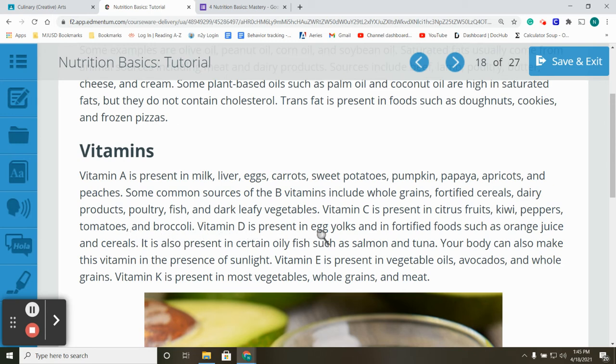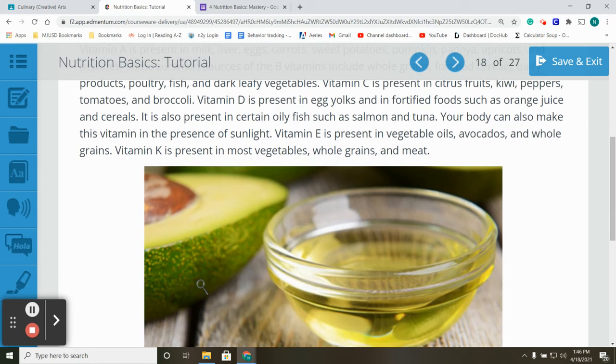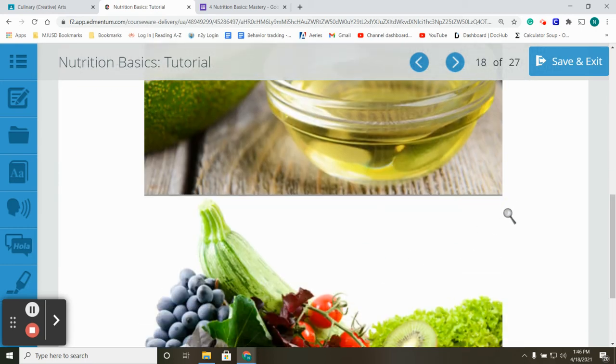Vitamin D is present in egg yolks and in fortified foods such as orange juice and cereals. It is also present in certain oily fish such as salmon and tuna. Your body can also make this vitamin in the presence of sunlight. Go outside once in a while. Heck, vitamin E is present in vegetable oils, avocados, and whole grains. Vitamin K is present in most vegetables, whole grains, and meat.